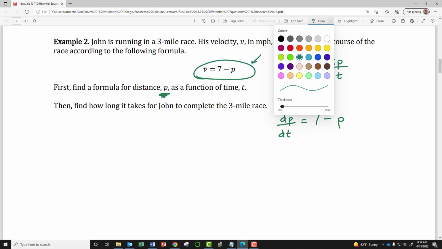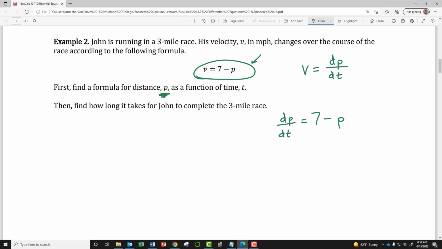What I'm going to do instead is divide both sides by 7 minus p. Okay? So then the left side of my equation becomes 1 divided by 7 minus p times dp/dt. And the right side of my equation, 7 minus p divided by 7 minus p, would be 1. Give myself a little bit more room here, because after making that change, now I'm going to attempt to take the antiderivative of the left side with respect to t and the antiderivative of the right side with respect to t.